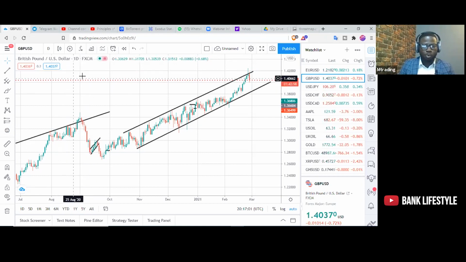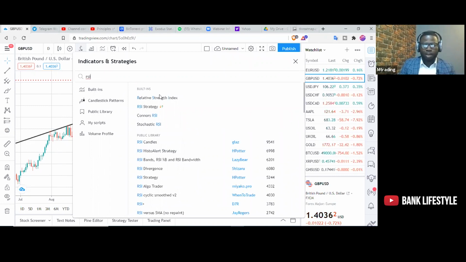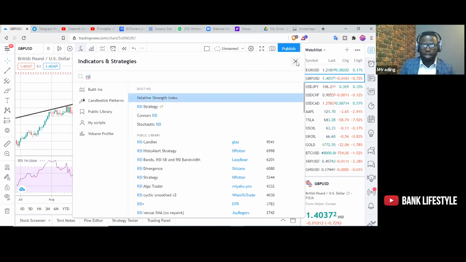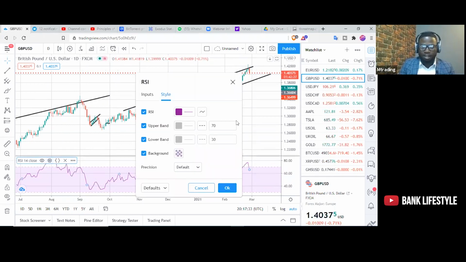So this is the TradingView application. It's a web app. You just go to indicators and strategies, and you look for RSI. You just type RSI. So there you go. That's the Relative Strength Index. You just click on it, and you have the RSI down here. You see how the RSI looks. The RSI has two figures. We can go into the settings of the RSI and see how it works. It has something called the upper band and the lower band.